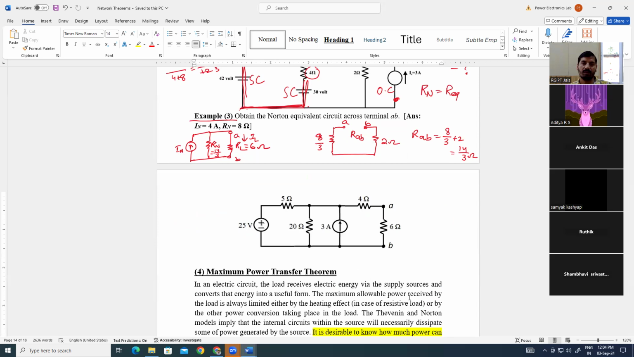So are you trying to solve the problems given in the examples? Hello? Ankit, Aditya, Samyak, Ritik, Sambhavi. Are you trying to solve the questions given in the example? Because you have to apply the theorems, and the answer is given here, so you can verify your answer.